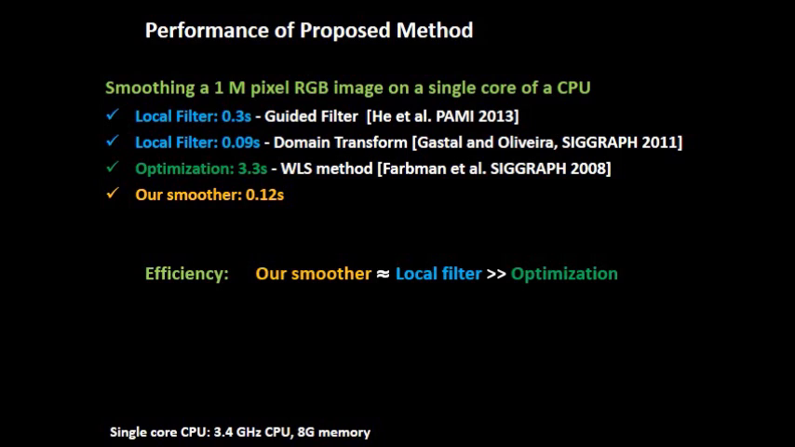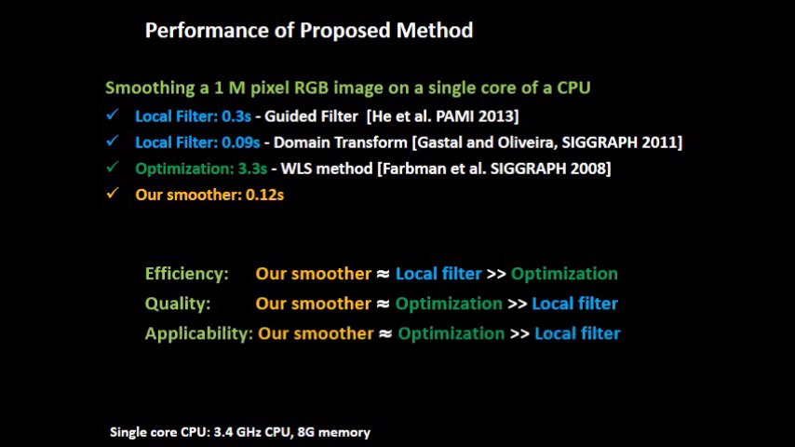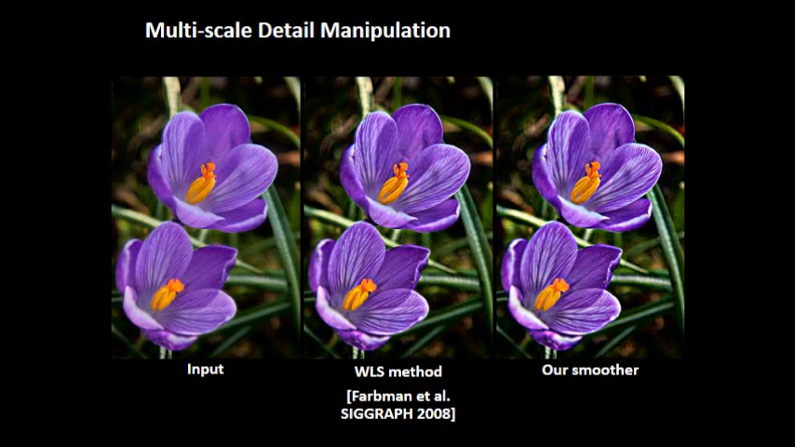Our method is robust and versatile, so it can be applied to many computational photography applications, some of which cannot be adequately handled by local filters. Now we demonstrate the effectiveness of the proposed efficient global smoother in a variety of applications. First, our global smoother is used to manipulate image details by decomposing an image into several scales and recombining the decomposed signals. Our method achieves comparable results to the original WLS method, but with a much lower runtime.